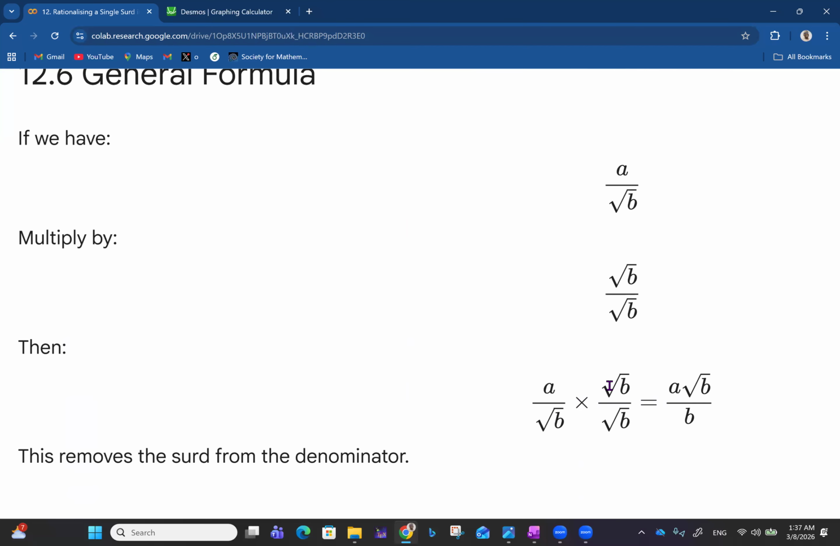If you multiply this out, you have a times root b. That's a root b. Root b times root b, that's root b squared, which is b. So now this a root b over b is prettier than a over root b, mathematically and conventionally. So this removes the surd from the denominator.